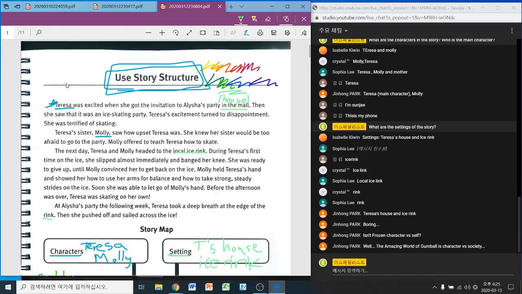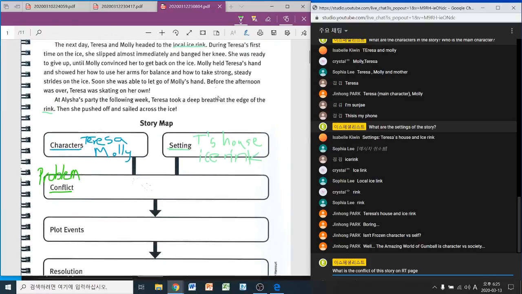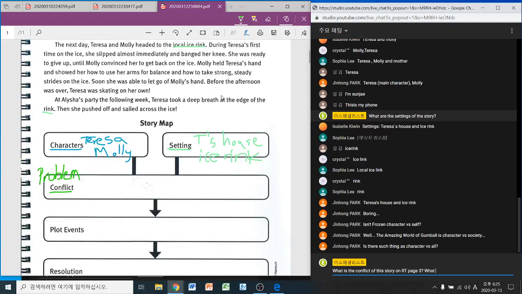You guys remember this story. Teresa invited to Alicia's party. Molly helps her. Okay. So this has a kind of conflict. Everybody tell me. Okay. What is the conflict of this story on RT page, what page is this? Page 3, right? Page 3. What kind of conflict is it?